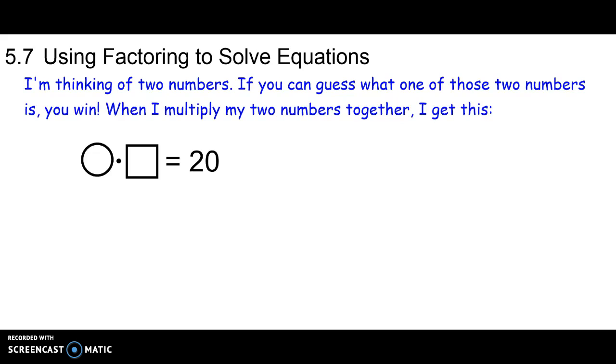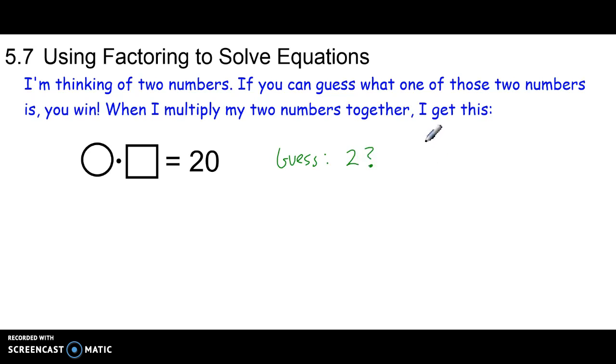The example is to imagine some sort of a guessing game, where you're guessing one of the two numbers that I have in my mind, and the hint that I'm giving you is what their product comes out to be. So if I tell you that I'm thinking of two numbers, and when I multiply the numbers together, my answer comes out to be 20, there's a lot of different things that you might guess for what one of those two numbers is. You might guess that one of the two numbers is 2.